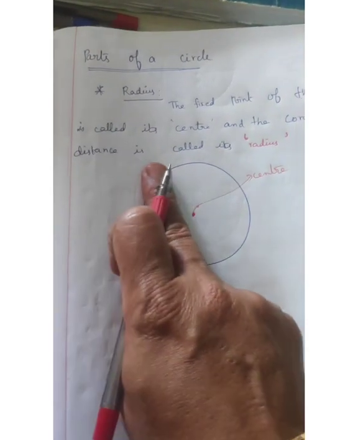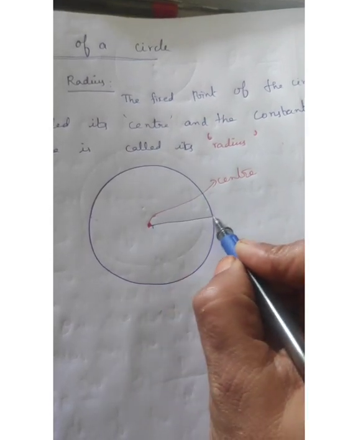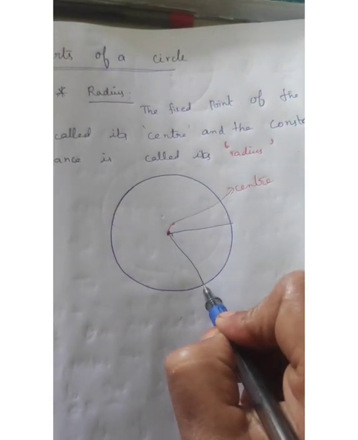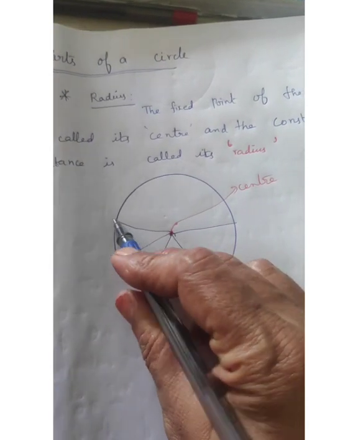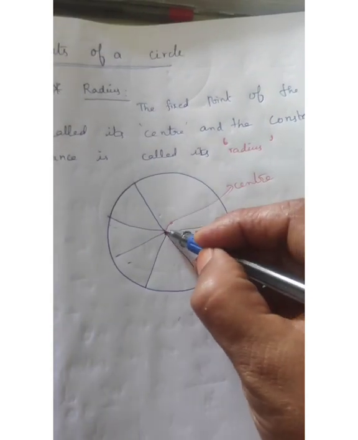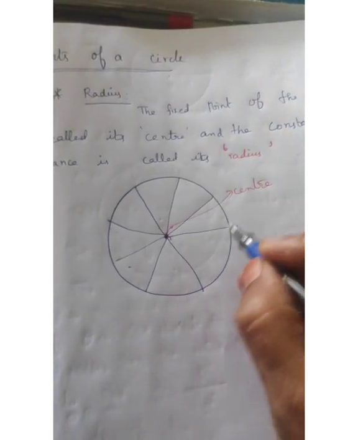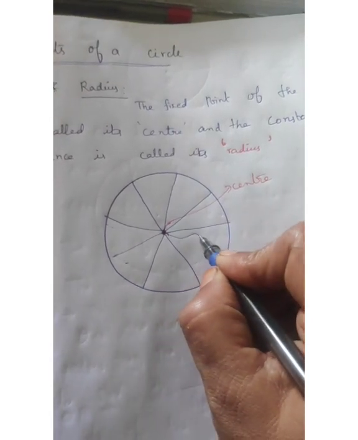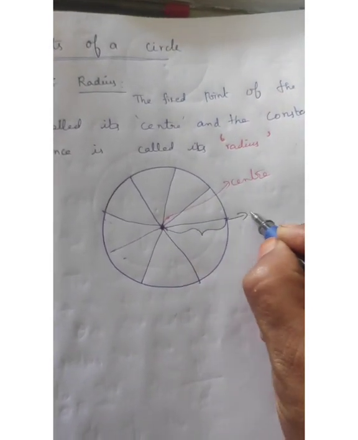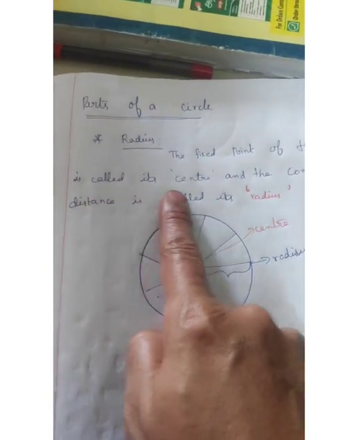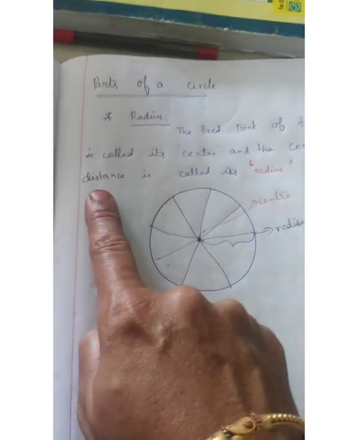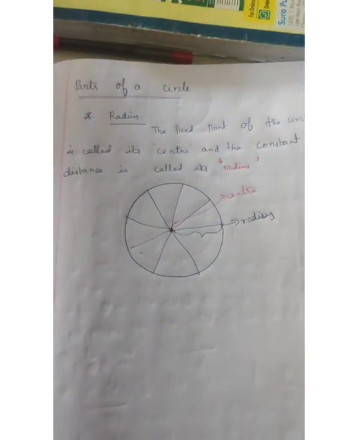And the constant distance from the center to the circle is called its radius. Whatever you draw from the center to the circle, this distance is called the radius. One circle has many radii. This constant distance is called the radius. What is the meaning of radius? The fixed point of the circle is called its center, and the constant distance is called the radius.